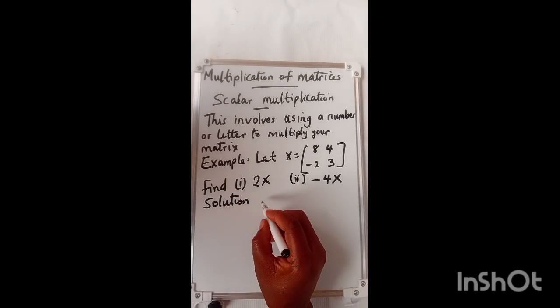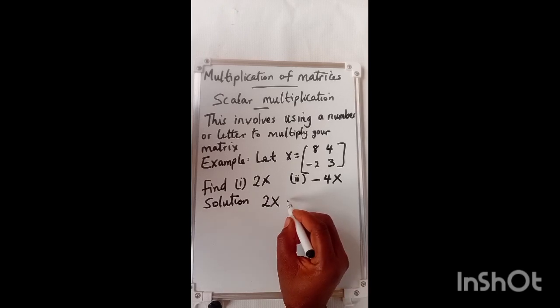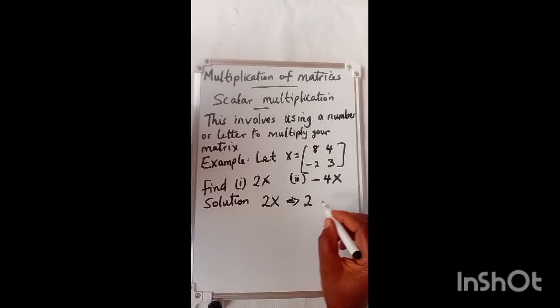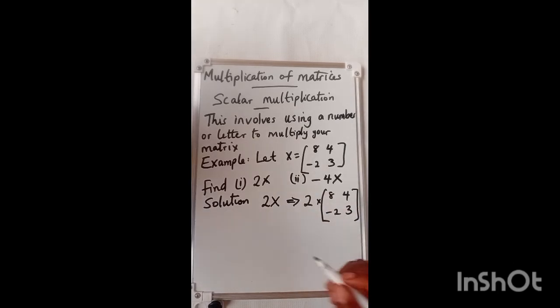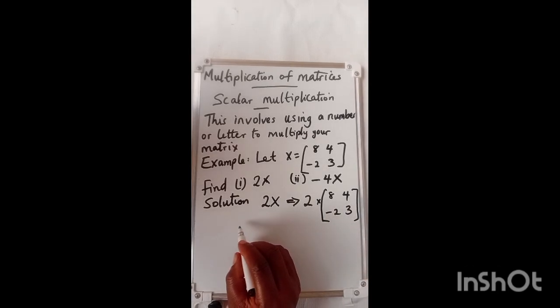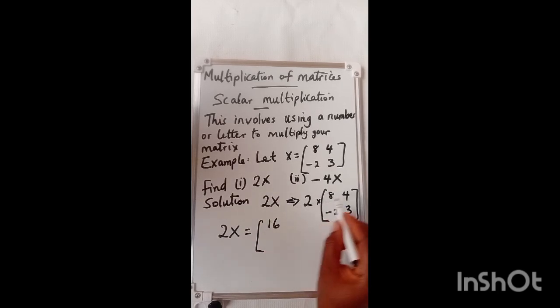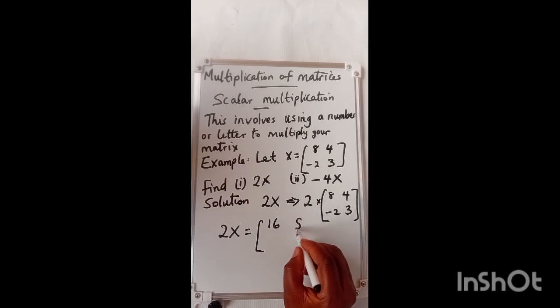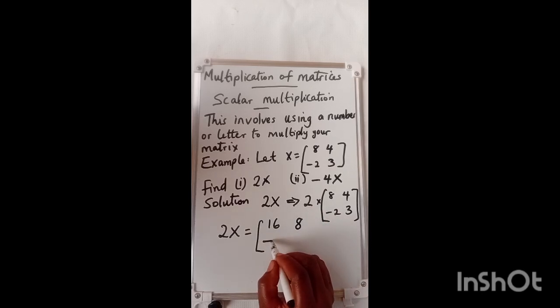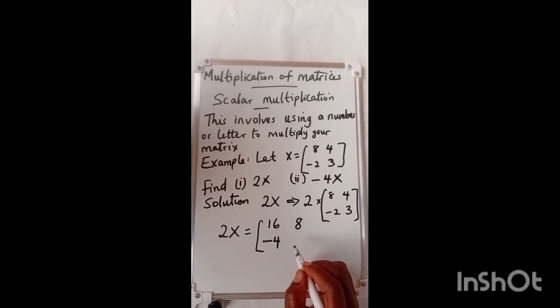Solution. Let's find 2X. 2X implies 2 multiplied by matrix X. This is matrix X, and we are going to multiply element by element. Therefore, 2X equals 2 multiplied by 8, that gives us 16. 2 multiplied by 4, 8. 2 multiplied by minus 2, minus 4. And 2 multiplied by 3 gives us 6. So this is 2X.